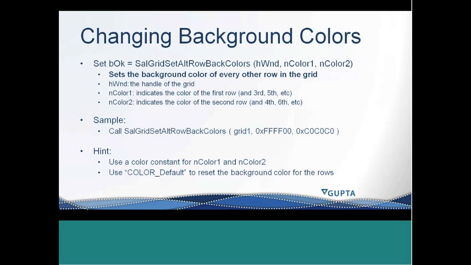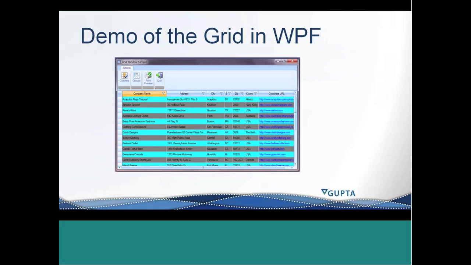So in WPF Grid in Team Developer 6.0, and for both Win32 and WPF in 6.1, I have a function called SalGridSetAltRowBackColors, and that function will allow me to set the background color of every other row in the grid. It will look like this. Basically, you can have different colors for every other row.